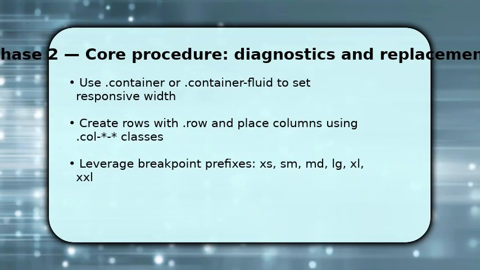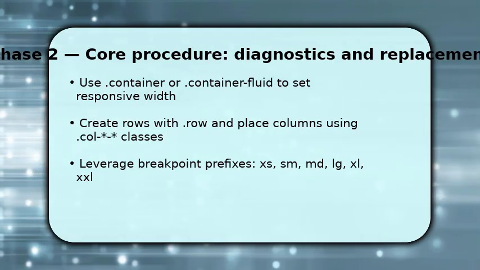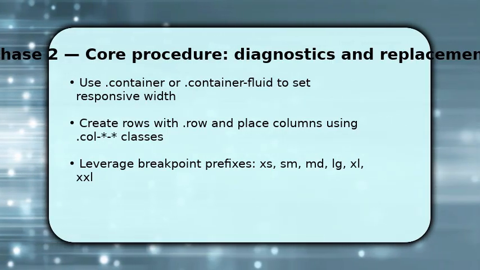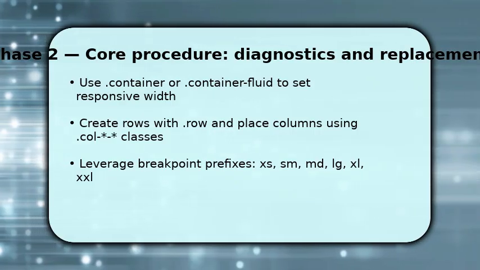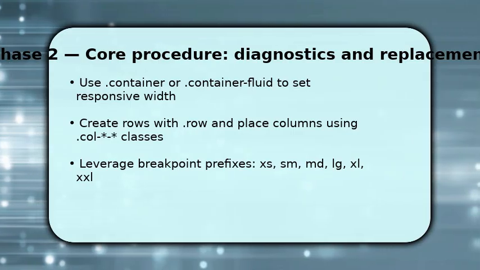You next build responsive structure with the grid system. Start by wrapping content in a container. Then add a row, and assign column classes like col-md-6 or col-lg-4 to control layout across breakpoints.